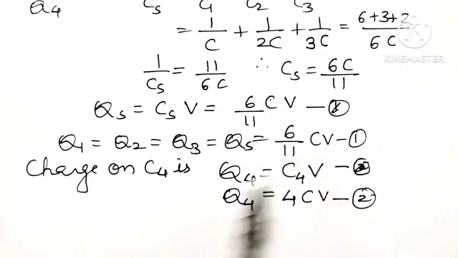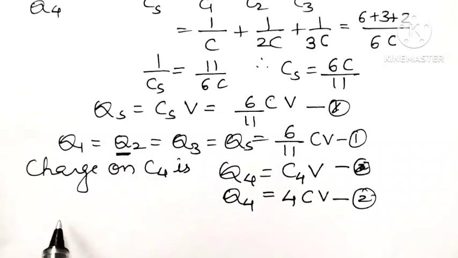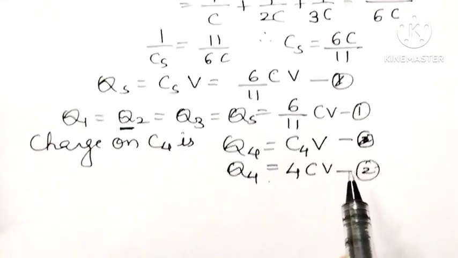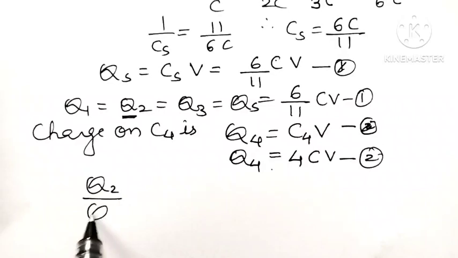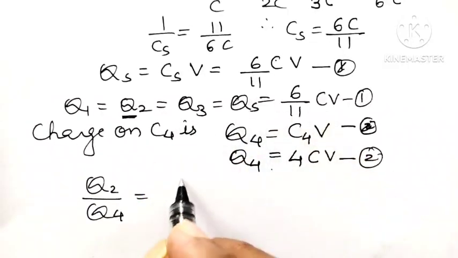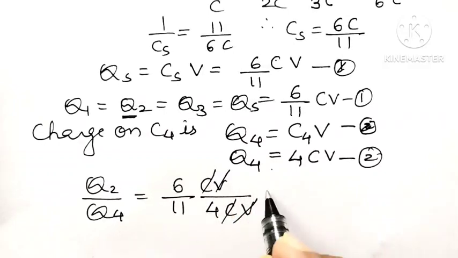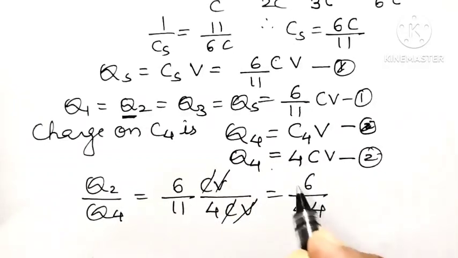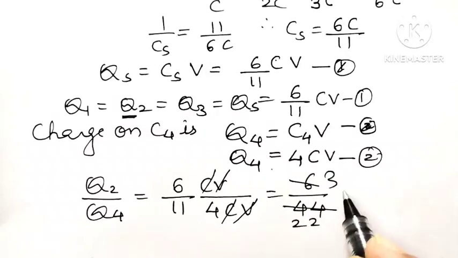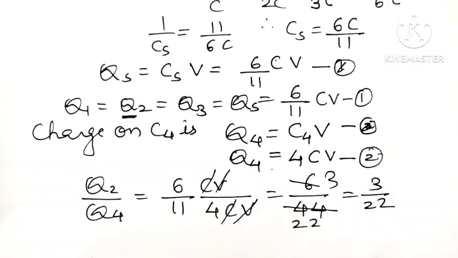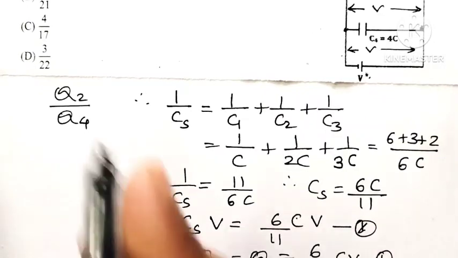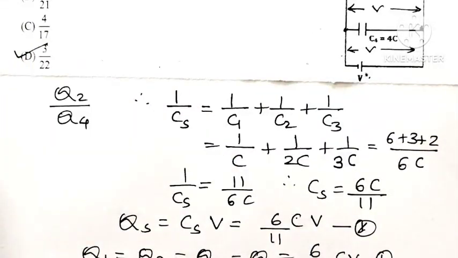Now look at equation number 1 and equation number 2. From equation 1 we have the charge stored on capacitor C2, and from equation 2 the charge stored on capacitor C4. So Q2 divided by Q4 is equal to 6 divided by 11 CV upon 4CV. The CV cancels, and it is 6 divided by 44, which is 3 divided by 22. So out of the 4 options, option D, 3 divided by 22, is the correct option for this question.